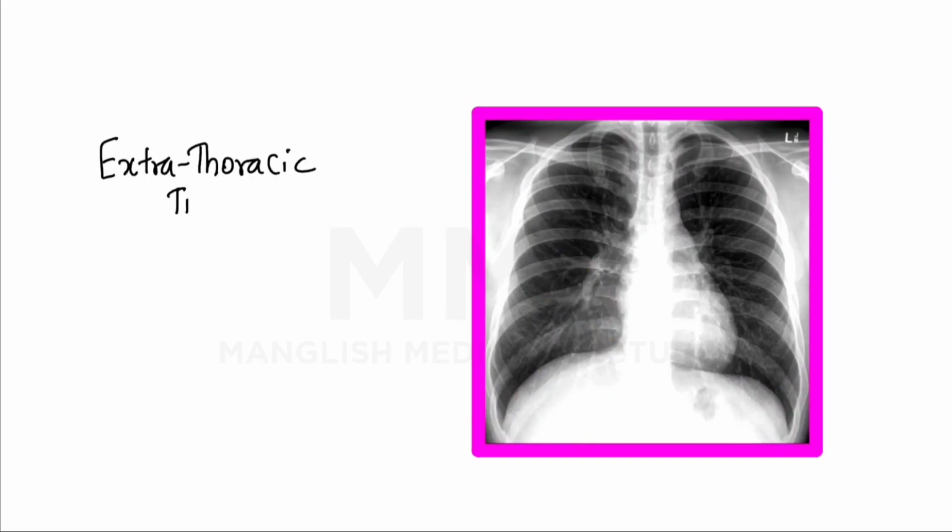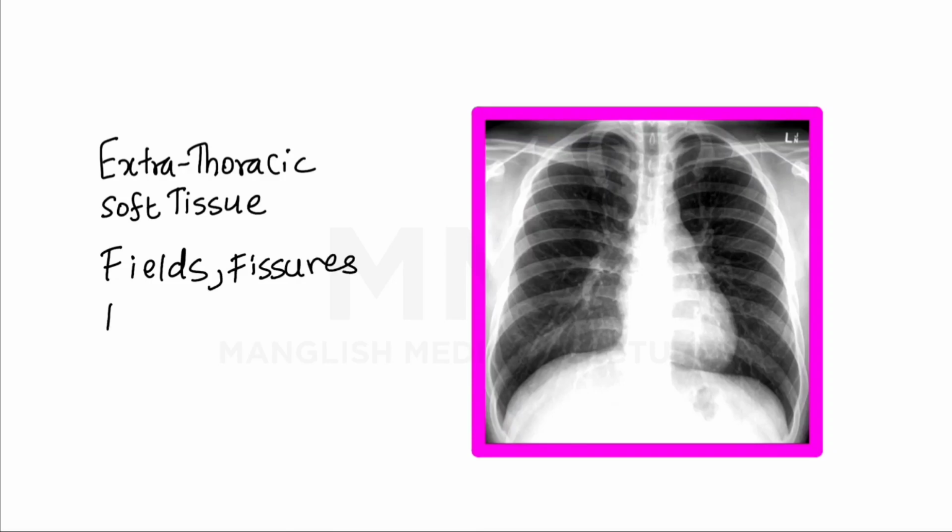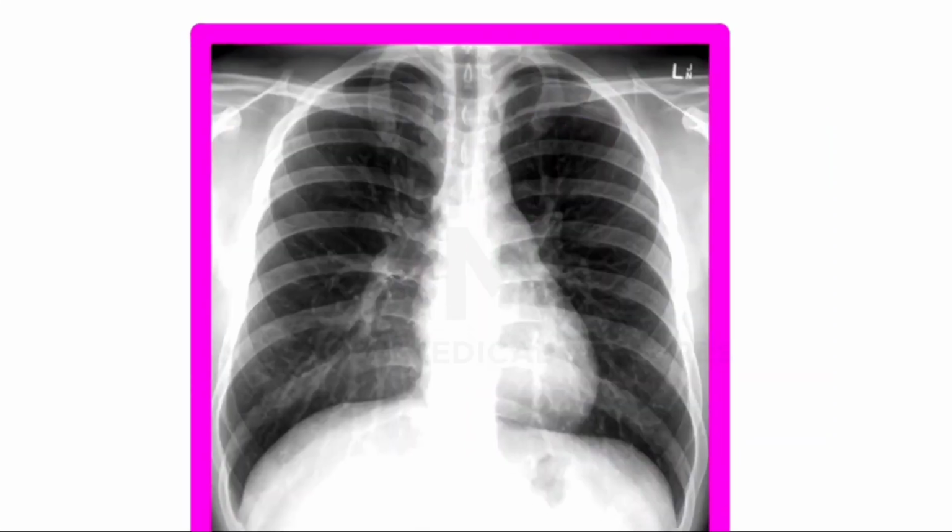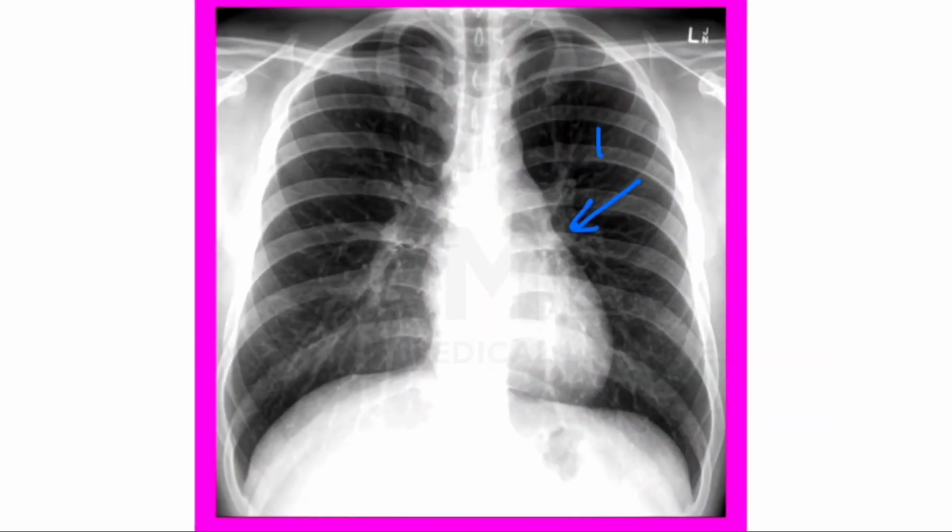Now we are coming to our next mnemonic and the final one, that is extrathoracic soft tissue, and we'll combine F also, that is field, fissure and foreign bodies. Okay, this is mainly about lungs. So the first thing you should look at in the lungs is the hilum. You can see both hila and the pulmonary vasculature branching out. You should look for any opacity changes in this area.